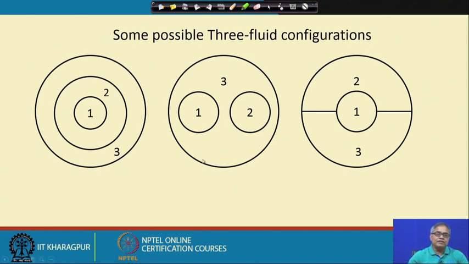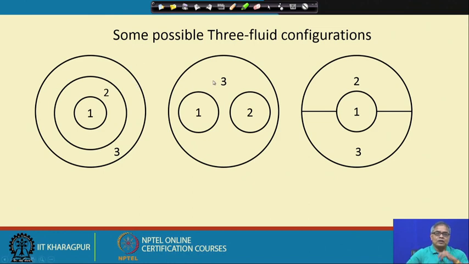In the first case, you can see there are three fluids in through three passages. The central one I have marked as 1, the intermediate one is 2, and the peripheral one is 3. So, the intermediate one is having thermal communication with 1 and 3, but the other two fluids, 1 and 3, are having only one thermal communication.